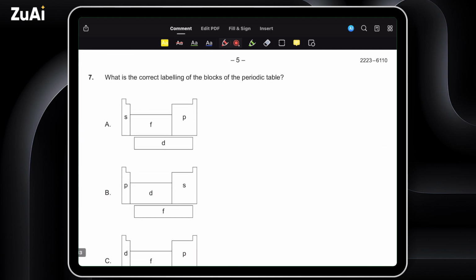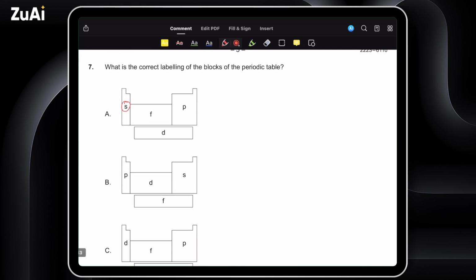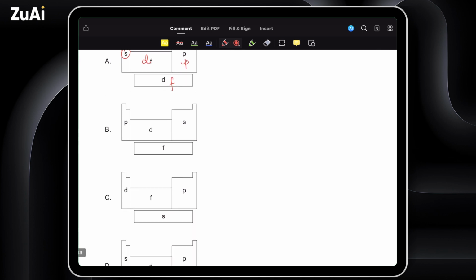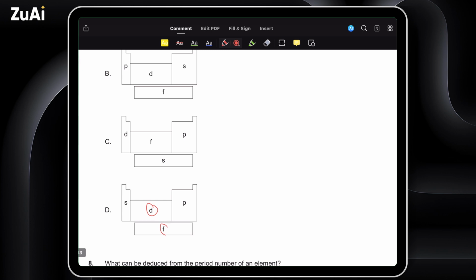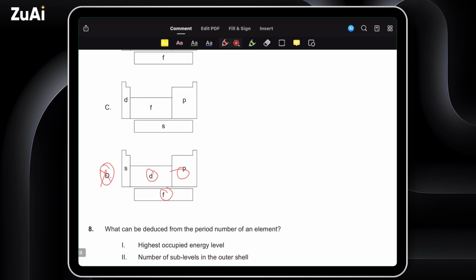What is the correct labeling of blocks? It is always s, d, p, f. So s, d, f, p. So D is the answer.